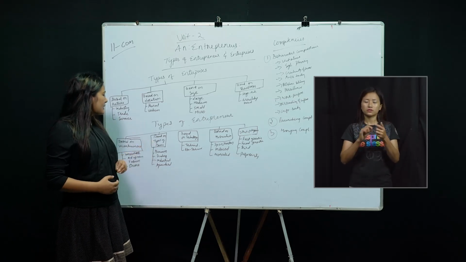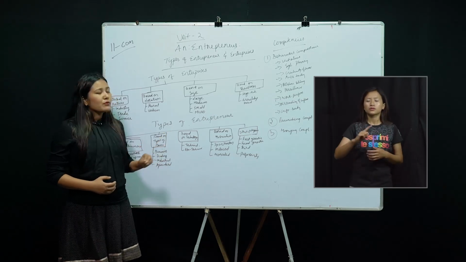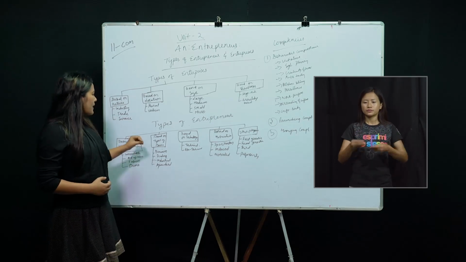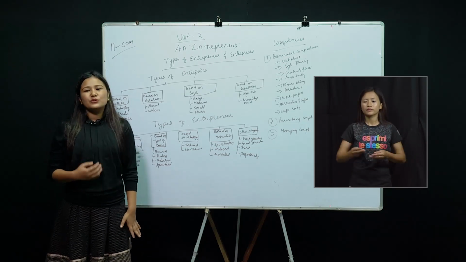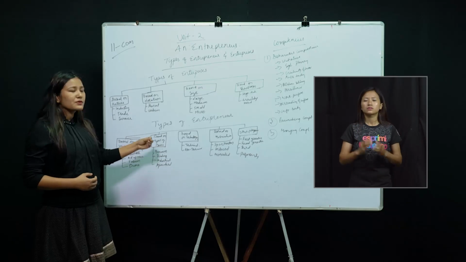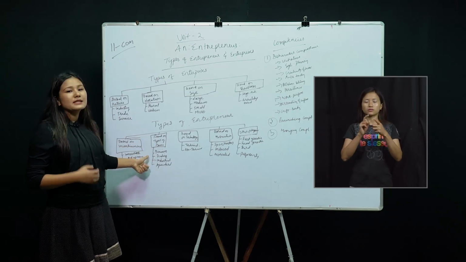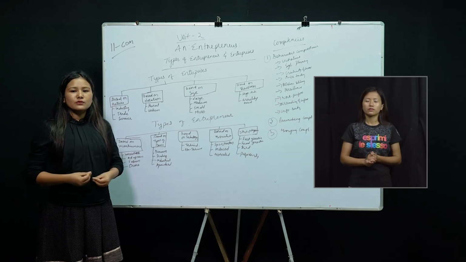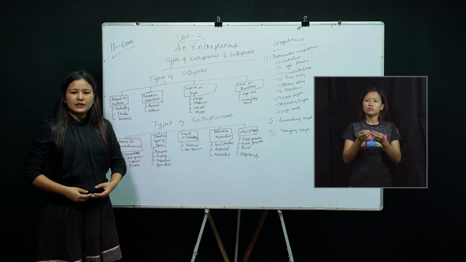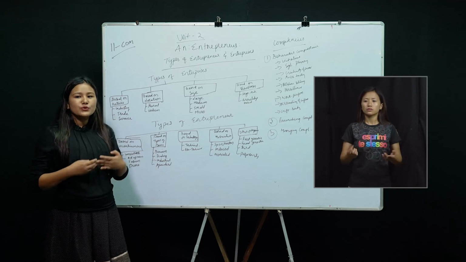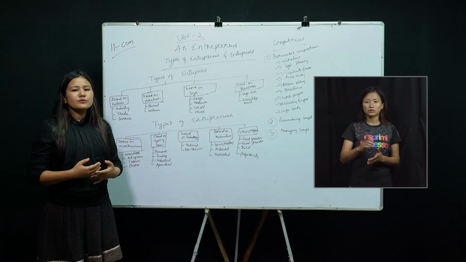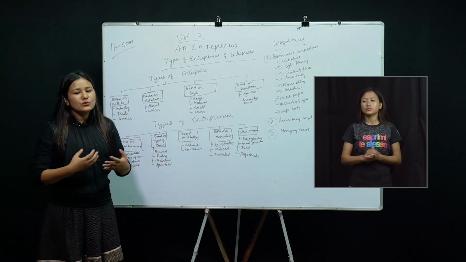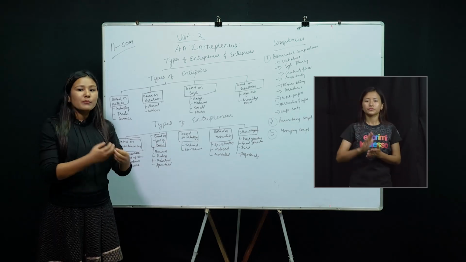Let's proceed ahead to the next type of entrepreneurs, that is, based on the types of business that they do. So based on the types of business, the first category is business entrepreneurs. Business entrepreneurs are those who produce new products, who convert their idea into reality, that is, the idea into a product.